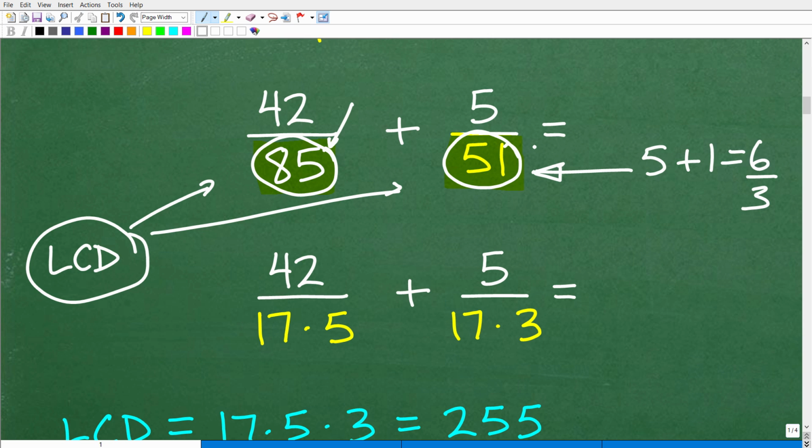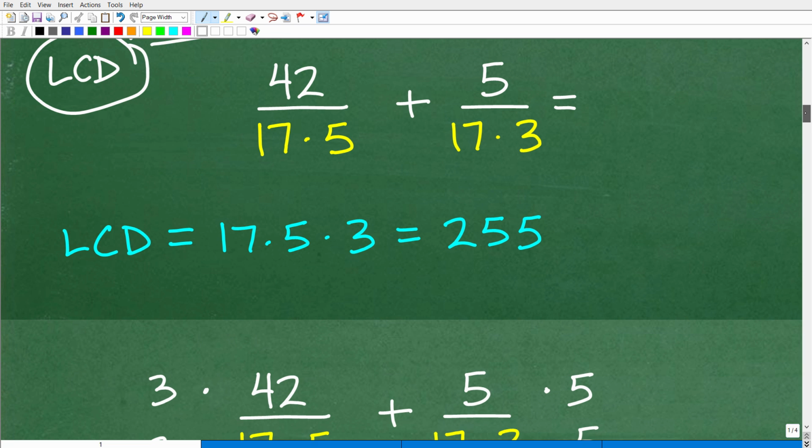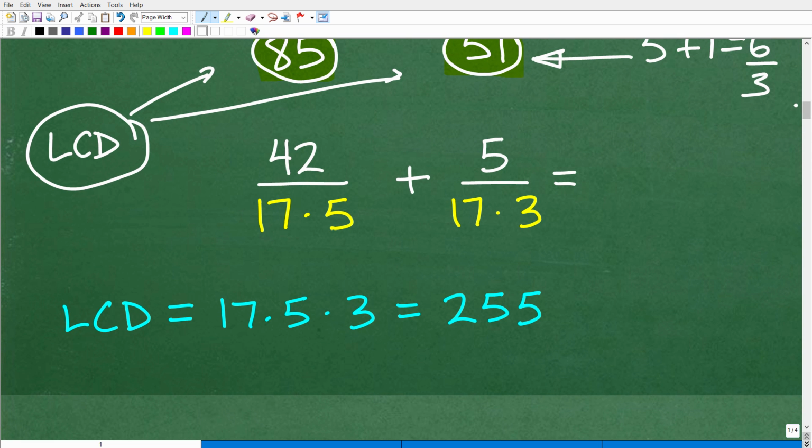But you want to know these divisibility rules when you're looking to reduce fractions. They'll come in really handy instead of you kind of guessing here. So anyways, let's go ahead and move forward. So 85, its prime factors are 17 and 5, and 51, its prime factors are 17 and 3. And that's what we need to know in order to get the LCD.